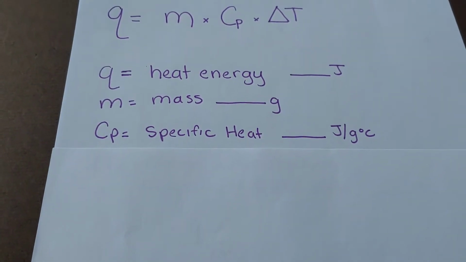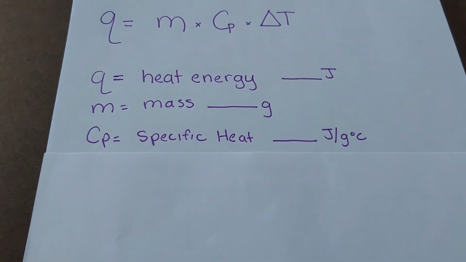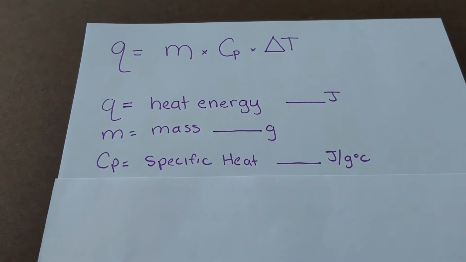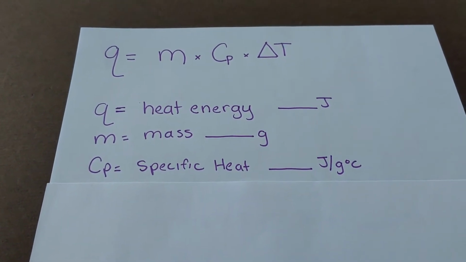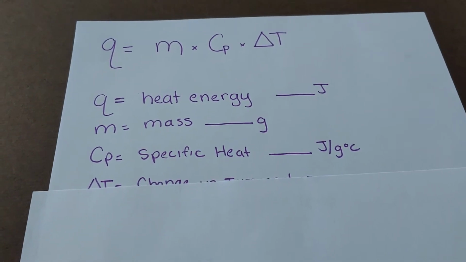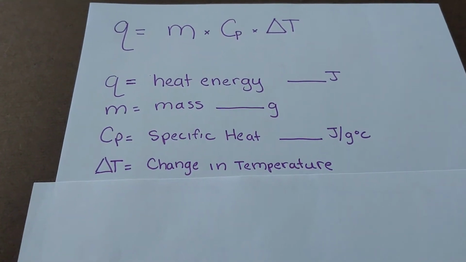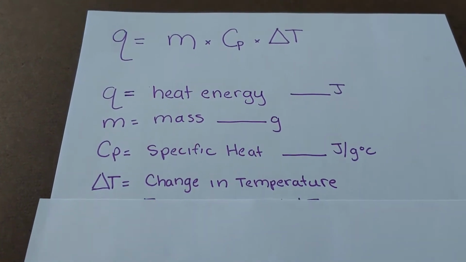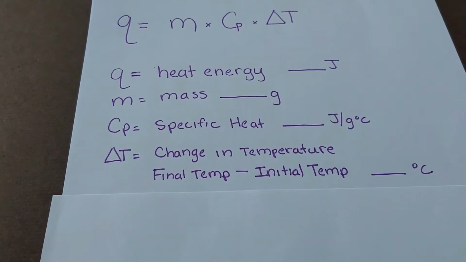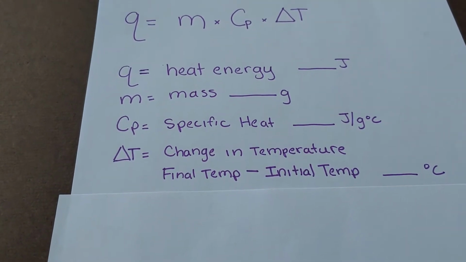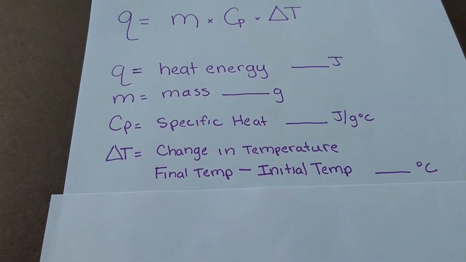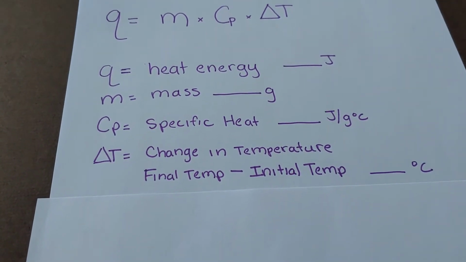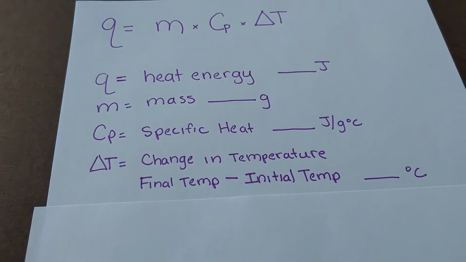The capital C with the P stands for specific heat, and that one has a more complicated unit, joules over grams times degrees Celsius. And last but not least, we have delta T, which stands for change in temperature, usually expressed in Celsius. For delta T, you usually subtract the initial temperature from the final temperature to get that change.